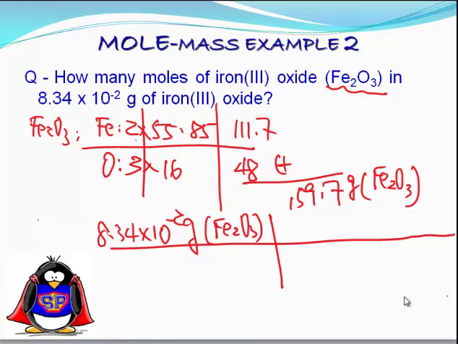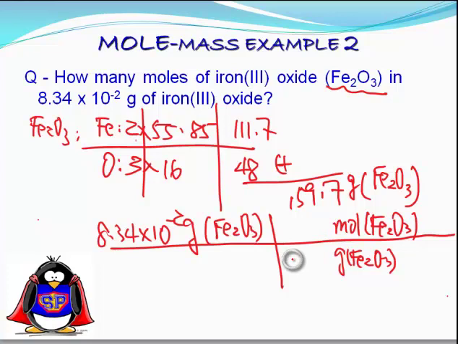Let's continue with solving this problem. As you can see, the grams of iron 3 oxide has to come down to the bottom, and now you can switch them to the mole of iron 3 oxide. When we work down those problems, the molar mass: 1 mole of this is 159.7 grams. The grams cancelled, and you got the mole.